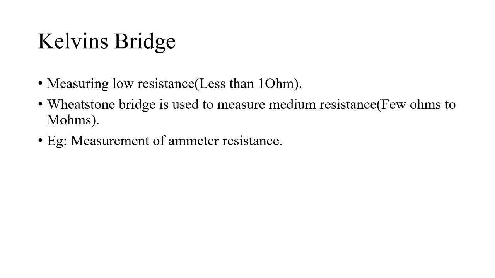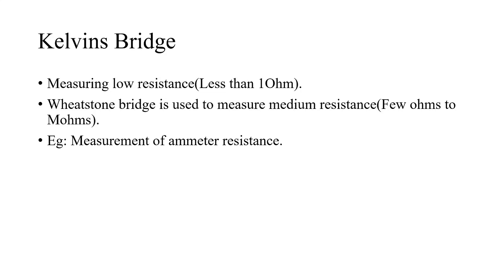Hello friends, today's discussion is about Kelvin's bridge. As earlier we have already discussed about Wheatstone bridge. The range of resistance that can be measured by the Wheatstone bridge is about few ohms to mega ohms. Now the condition in which you have to measure a resistance of less than 1 ohm, you go for Kelvin's bridge. So that's low resistance category.